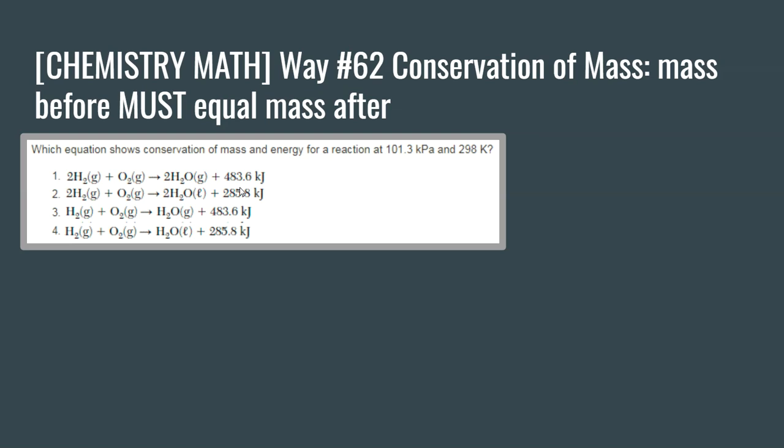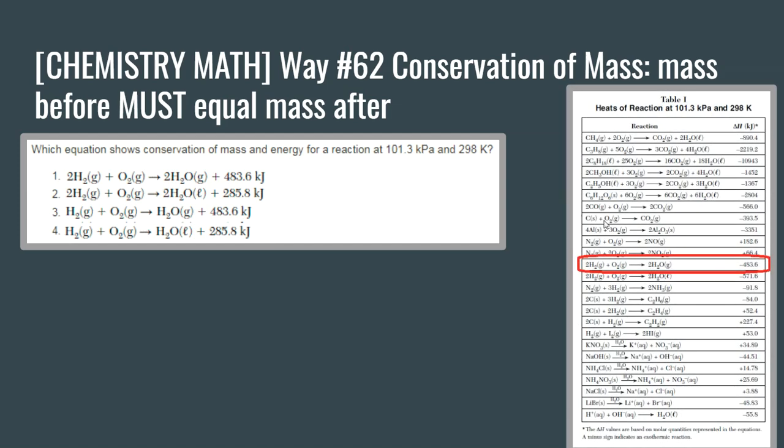In order to calculate the energy of a particular reaction, you'll need to consult Table I. Table I tells you the heats of reaction for various chemical equations, and the one that's listed shows H2 gas plus O2 gas gives you H2O gas, which is this right here. And that corresponds to a heat of reaction of negative 483.6.